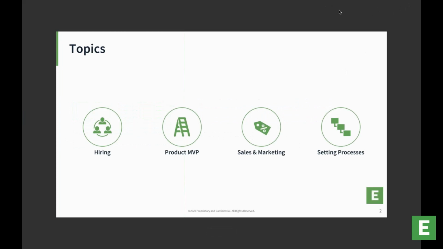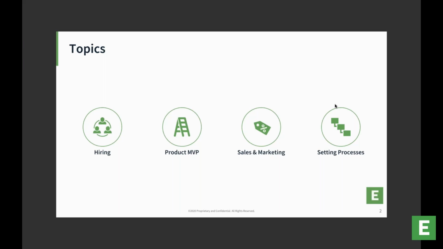The topics that we are going to cover have two components. One is the structural things like hiring, product, MVP, and sales and marketing. But the fourth component, setting processes, is going to be common to all the other components as well, because processes are very close to my heart, and I believe for any organization, be it a startup or an already running MNC, processes play a very key role in structuring an organization and structuring verticals within the organization. I'll get into processes later, because if I talk a bit more, I might get stuck on the process itself.